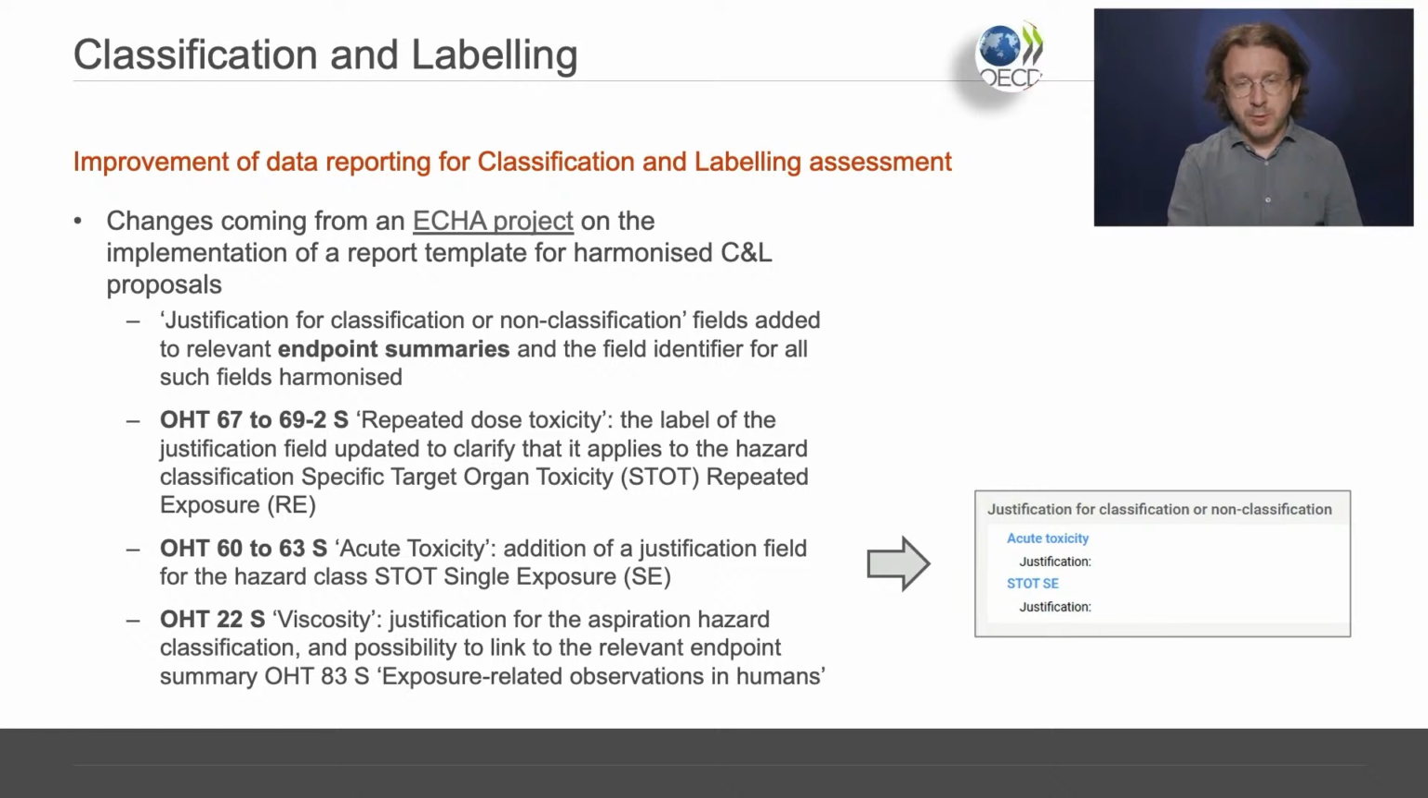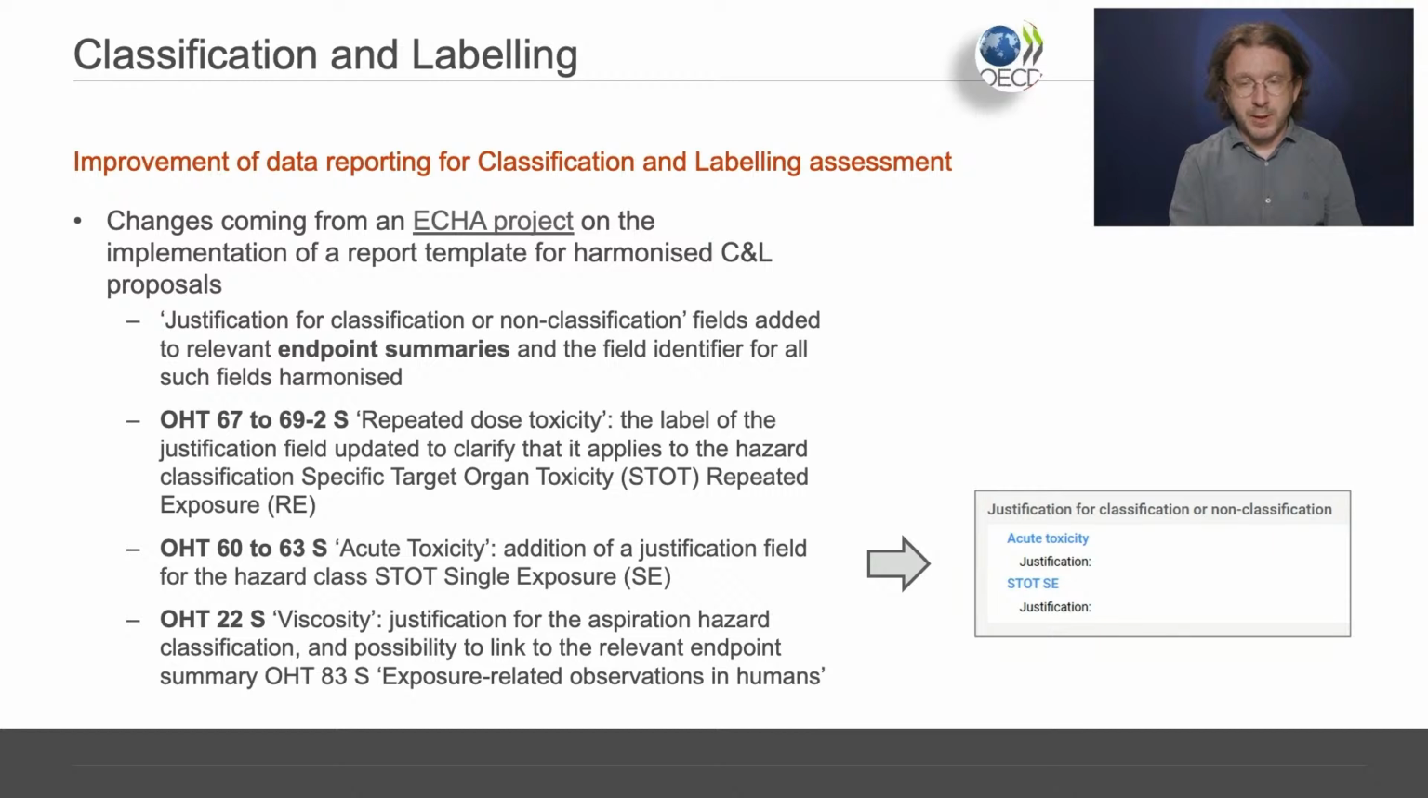As part of this project, we identified that there was not a one-to-one mapping between justification for classification and non-classification and the hazard classes that are specified in the regulation. So with this update, we have made sure that there is, at the level of the endpoint summaries, a place to store this justification for classification or non-classification for all the relevant hazard classes. I will also mention some specific changes that were done for repeated dose toxicity.